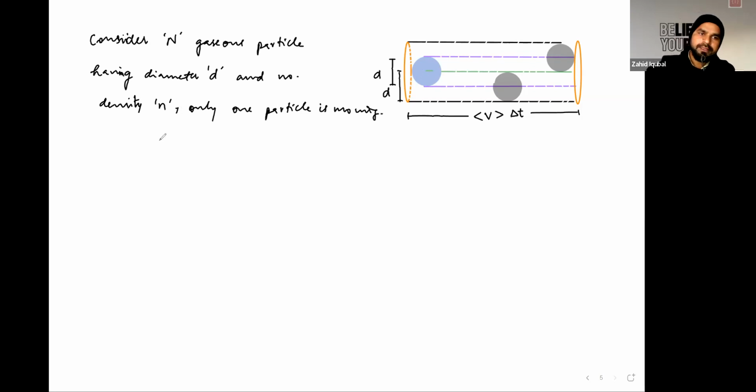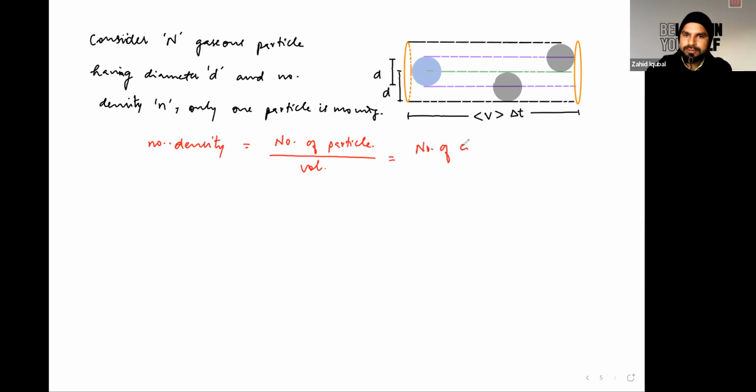So first we define number density. Number density is simply the number of gaseous particles divided by volume. I'm assuming just this particle is moving and the rest of the whole term is constant. So for each particle, it will collide. So the number of collisions will be equal to the number of particles in it. So this will also equal the number of collisions.